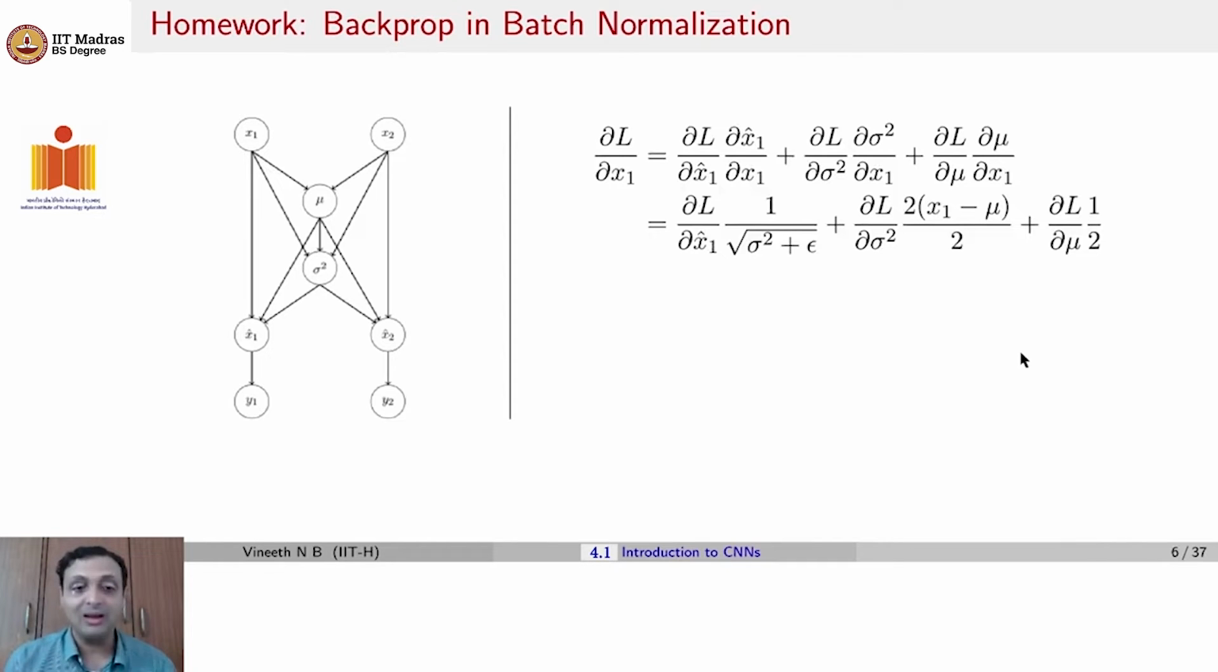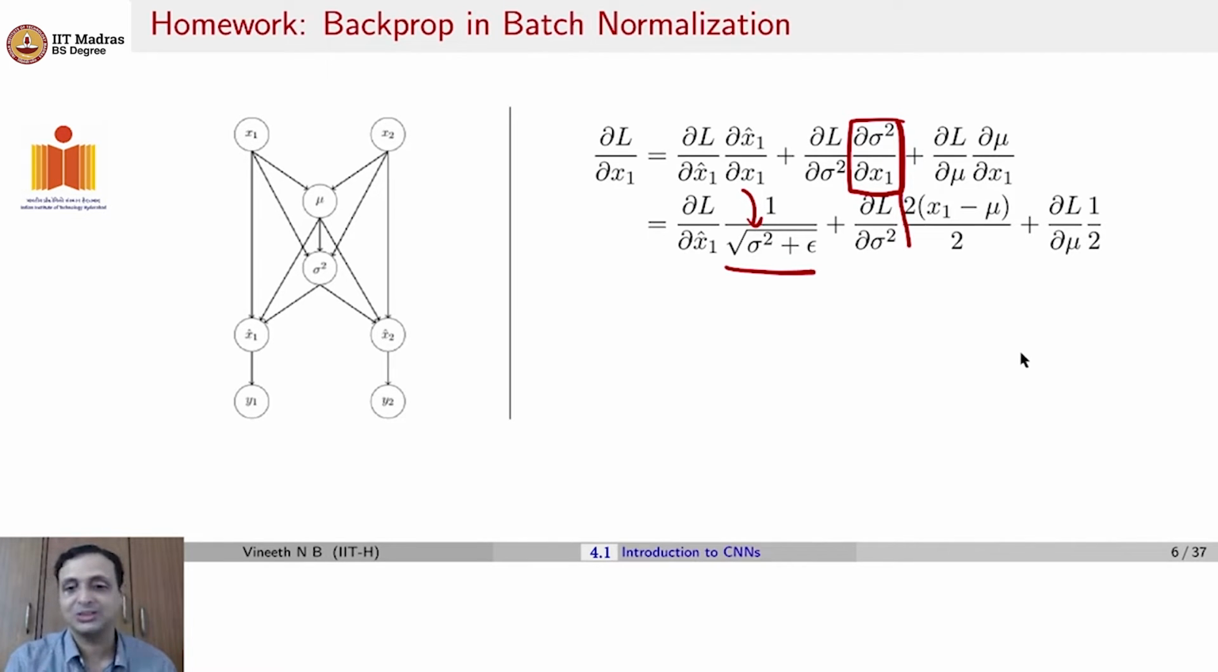Finally, ∂L/∂x1, that's the final gradient that you need to be able to compute to backpropagate to earlier layers. That is going to be ∂L/∂x1 hat into ∂x1 hat/∂x1, plus ∂L/∂σ² into ∂σ²/∂x1, plus ∂L/∂μ into ∂μ/∂x1. So this one follows as it is, ∂x1 hat/∂x1. By once again the definition of x1 hat, you will get it to be this term, ∂σ²/∂x1, once again by the expansion of σ² with respect to x1.